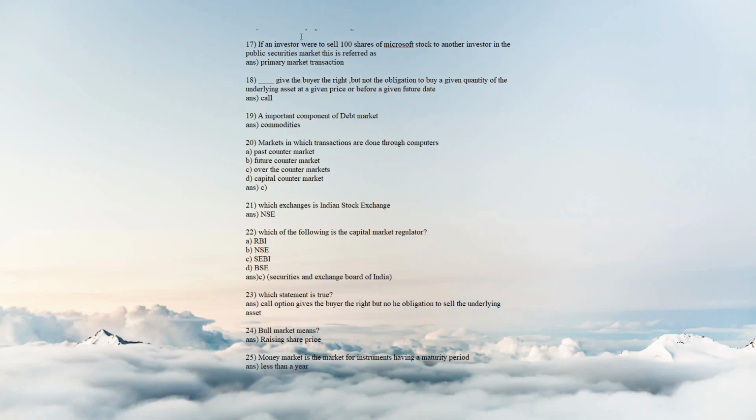Then if an investor were to sell 100 shares of Microsoft stock to another investor in the public securities market, you can refer to it as a secondary market transaction. So next thing is, dash gives the buyer the right but not the obligation to buy a given quantity of underlying asset at a given price on a given future date. It gives the buyer only the right, not the obligation. The options are call, put. You can say the correct option is call.